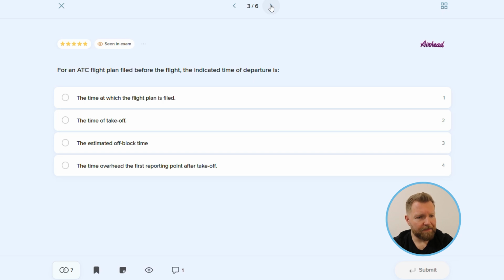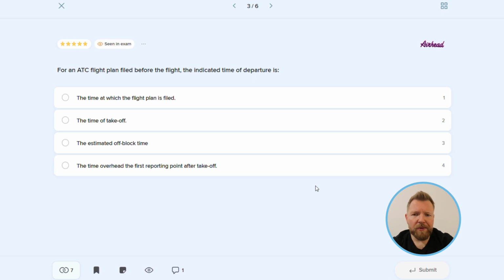Question number 3. For an ATC flight plan filed before the flight, the indicated time of departure is the time at which the flight plan is filed, the time of takeoff, the estimated off-block time, or the time overhead the first reporting point after takeoff.